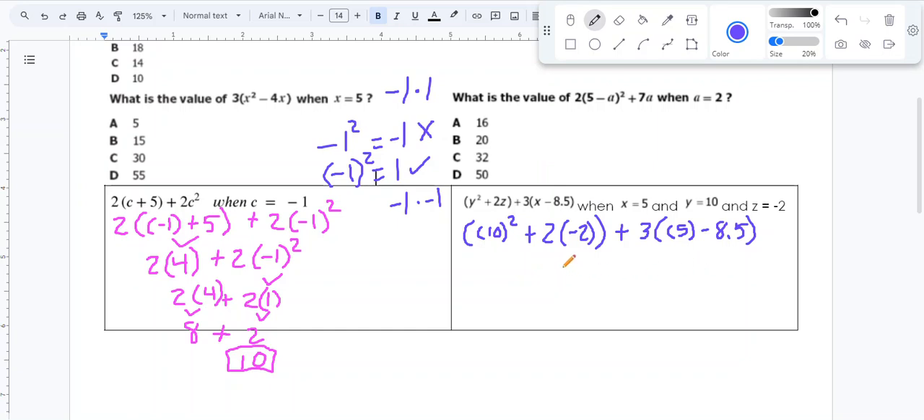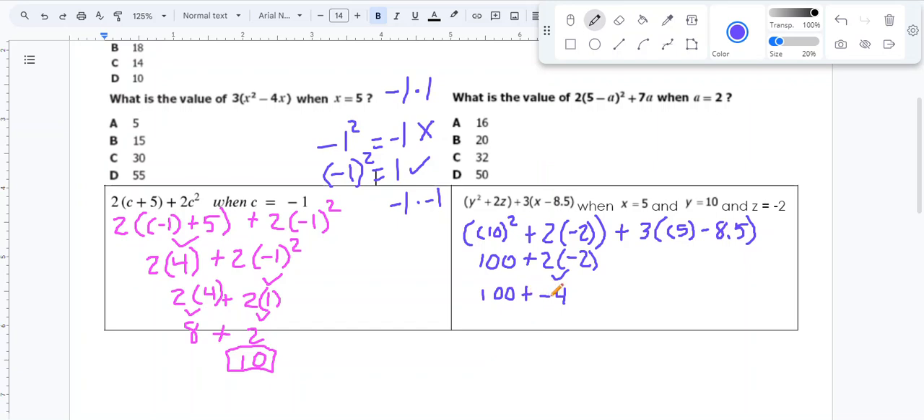Okay, order of operations tells me groupings first. So I see my first grouping here. Inside this grouping, should I do exponent, add, or multiply first? Well, I want to do my exponent first. 10 squared gives me 100, 10 times 10. I'm still working inside this parentheses. Now do I want to add or multiply? I want to multiply. 2 times -2 would be -4. So I would have 100 plus a -4.